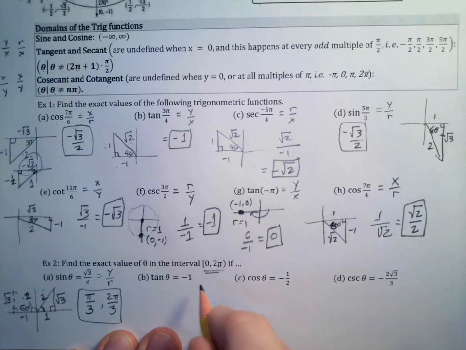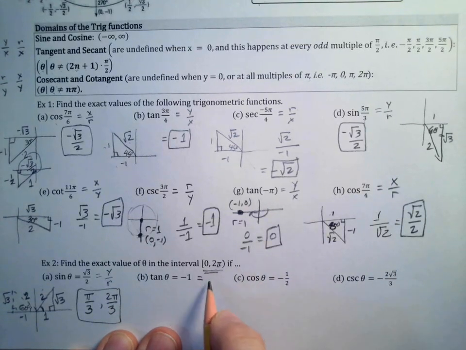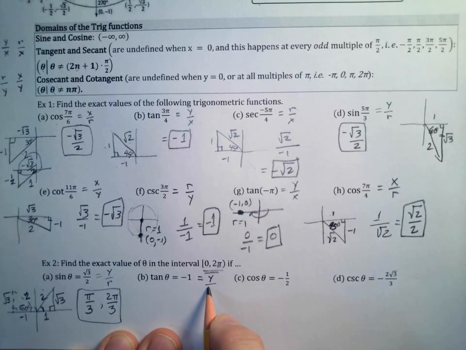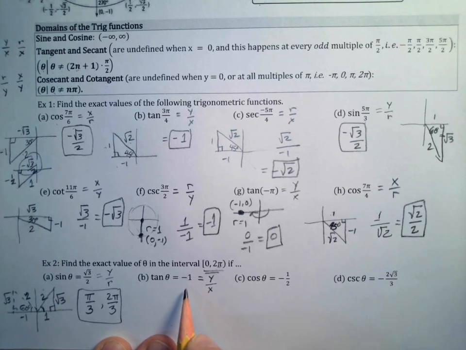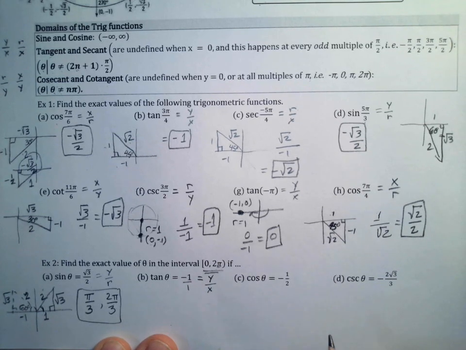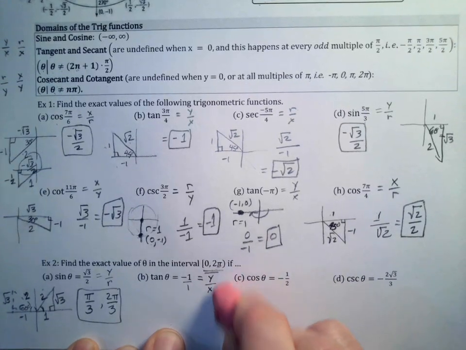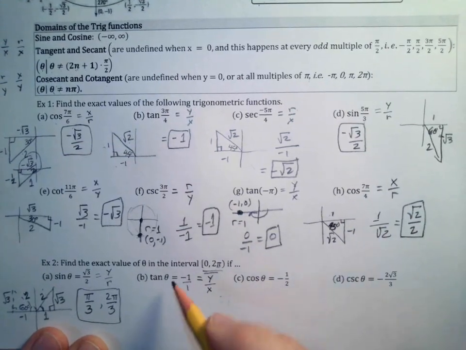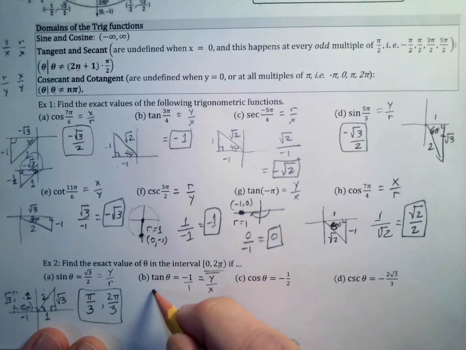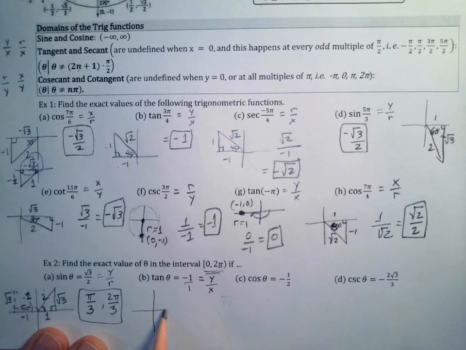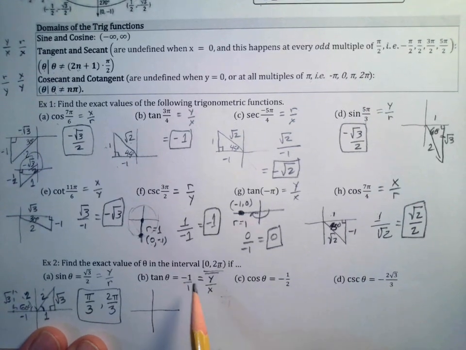All right, tangent. I find it helpful to think about what tangent is. Tangent is y over x. And so that's negative 1 or negative 1 over 1. So the 1 could be upstairs, could be positive, or I could say what? I could make that 1 over negative 1 as well, right? The negative doesn't have to be in the numerator, it could be in the denominator. So tangent is negative. In which quadrants is tangent negative?